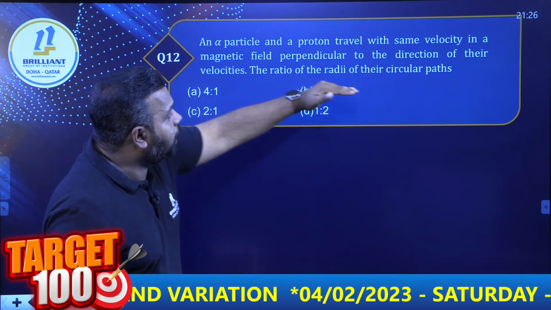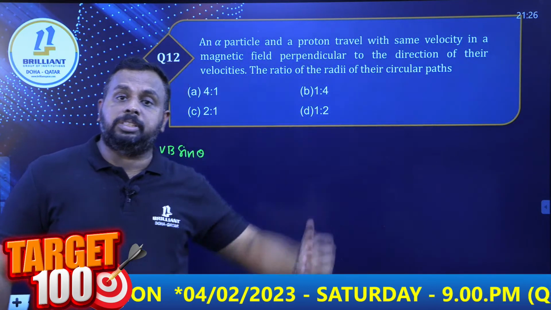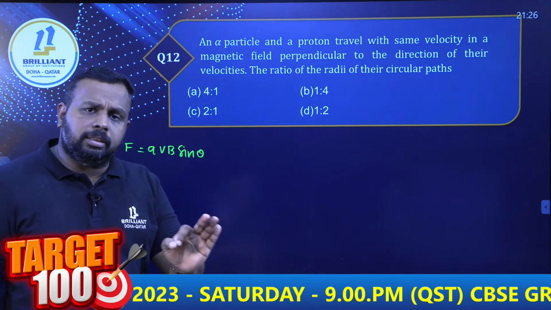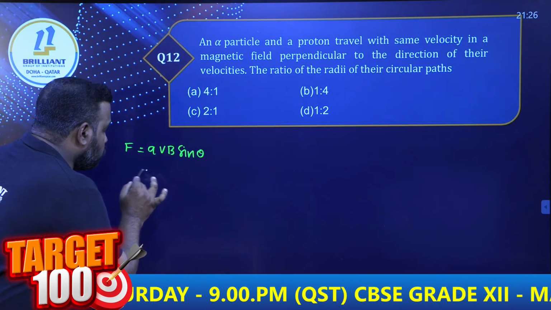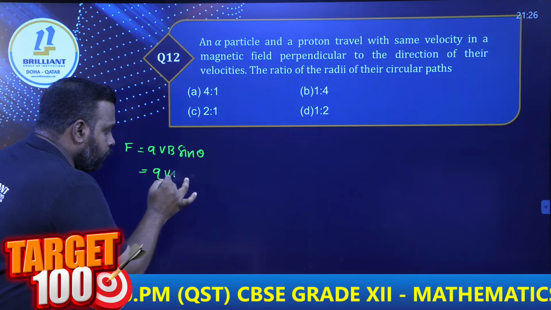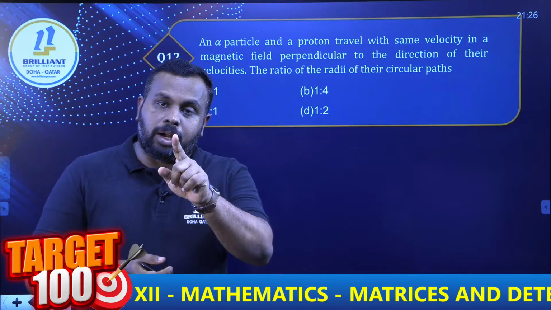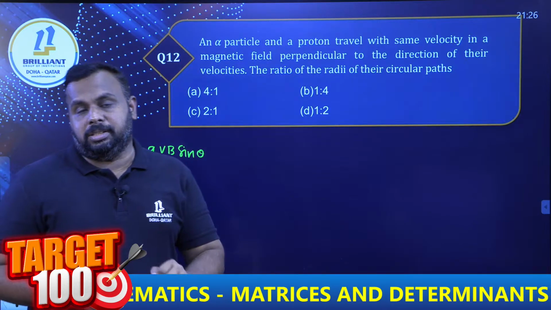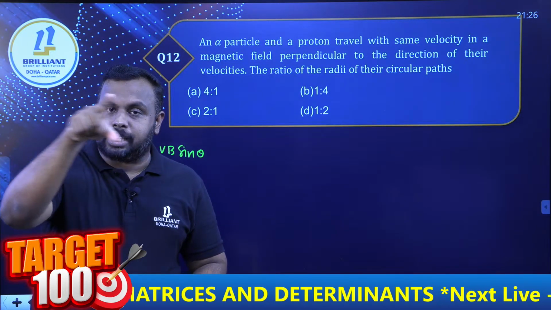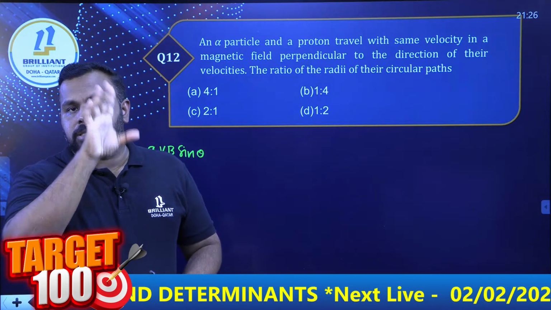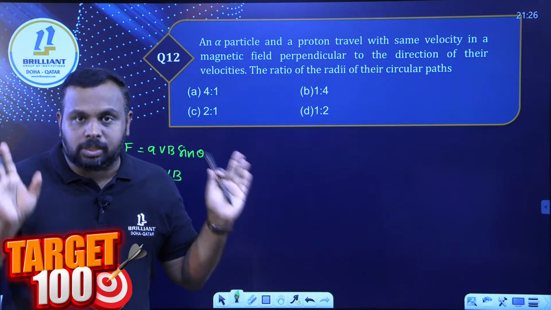Now it is given that they are entering perpendicular. Perpendicular means theta is equal to what? 90 degree. Theta 90, sin 90 is 1. So what is the result? QVB. This is Lorentz force. Now you have to think theta 90 means what happens? We already discussed that the charged particle will follow a circular path. Yes or no? Circular path.